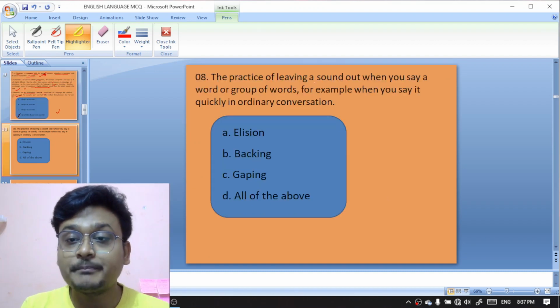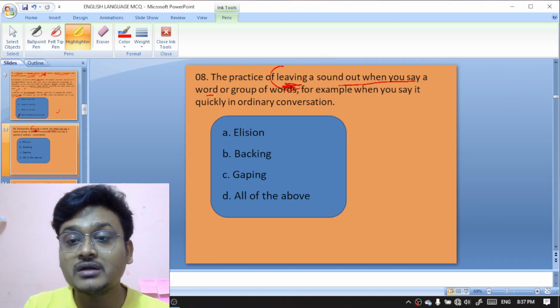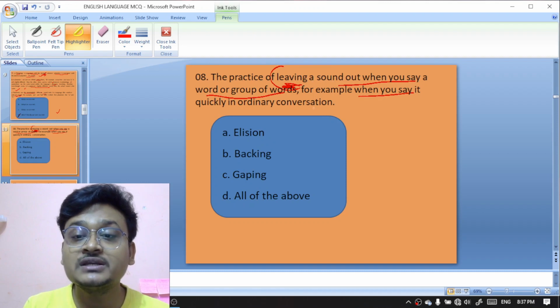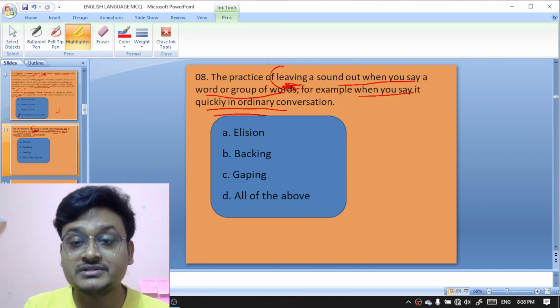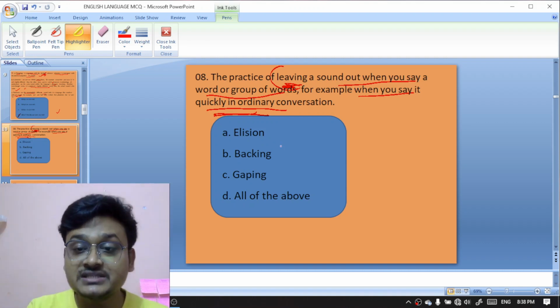Next question. The practice of leaving a sound out when you say a word or a group of words, for example, when you say it quickly in ordinary conversation. When you are leaving a sound out, was it elision, backing, gapping, all of the above? So it is called actually elision.